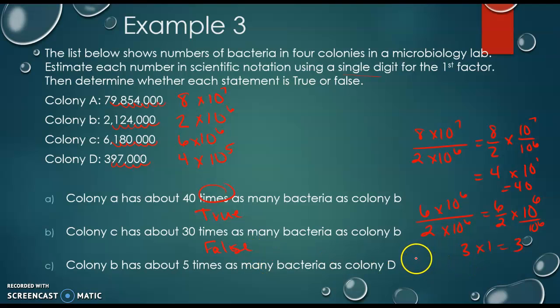And then finally, last one, 2 times 10 to the 6th divided by 4 times 10 to the 5th. Now, I'm thinking of this breakdown in my head as I do this. 2/4 becomes 1/2, which is 0.5, times 10 to the 6 minus 5 is 1. So that's 0.5 times 10, which equals 5. And so colony B has about 5 times as many bacteria as colony D, and the answer to that is true.